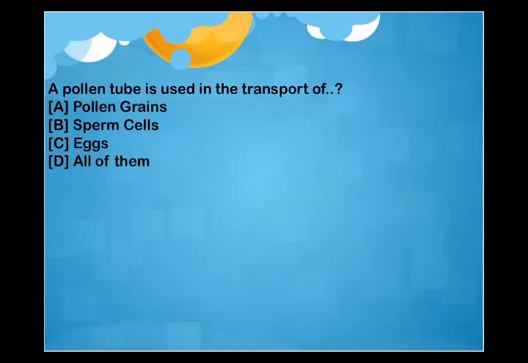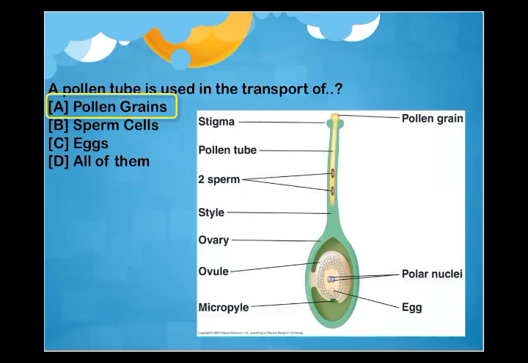A pollen tube is used in the transport of pollen grains, sperm cells, eggs, all of them. The pollen tube is created by the system. As soon as the pollen grains land upon the stigma, which is the place where the pollen grains arrive, the pollen will develop the pollen tube.